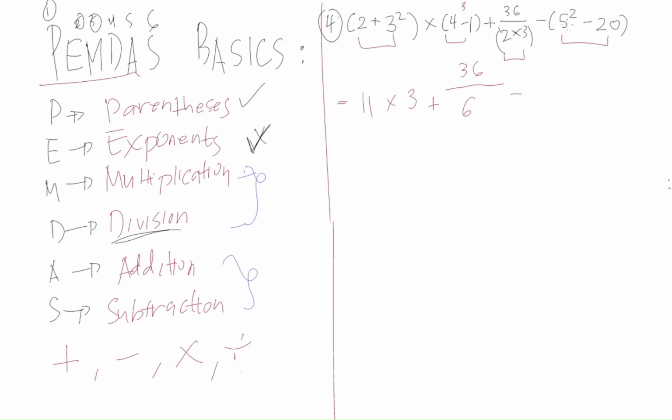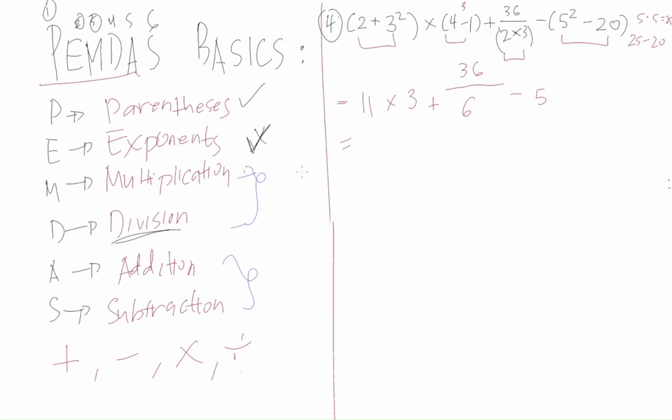And then our last parentheses, 5 squared minus 20. So 5 squared, that's just 5 times 5, which is 25. And then we have to subtract that by 20, so that's just 5. Let's just write that, which is 5. So we're left with 11 times 3 plus 36 over 6 minus 5. Now, let's start with this.